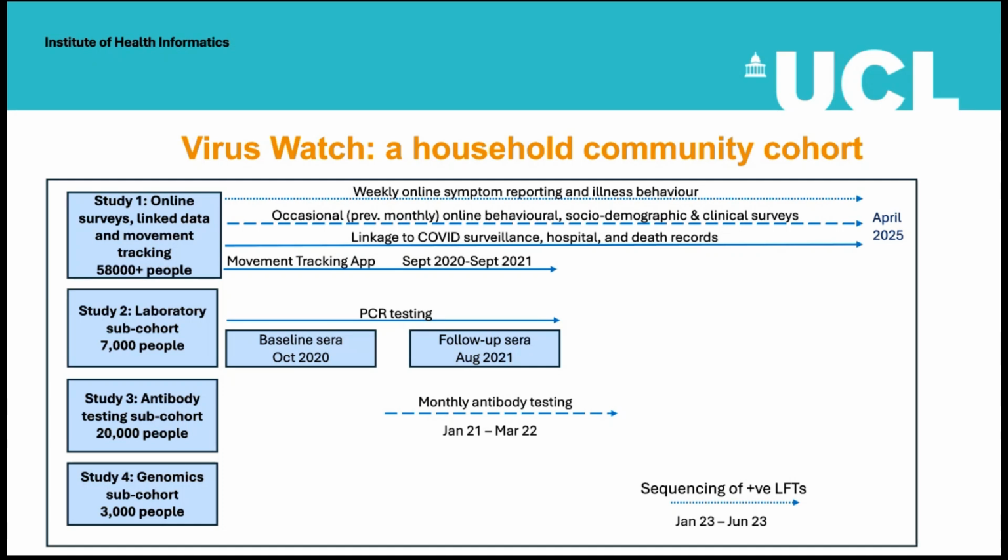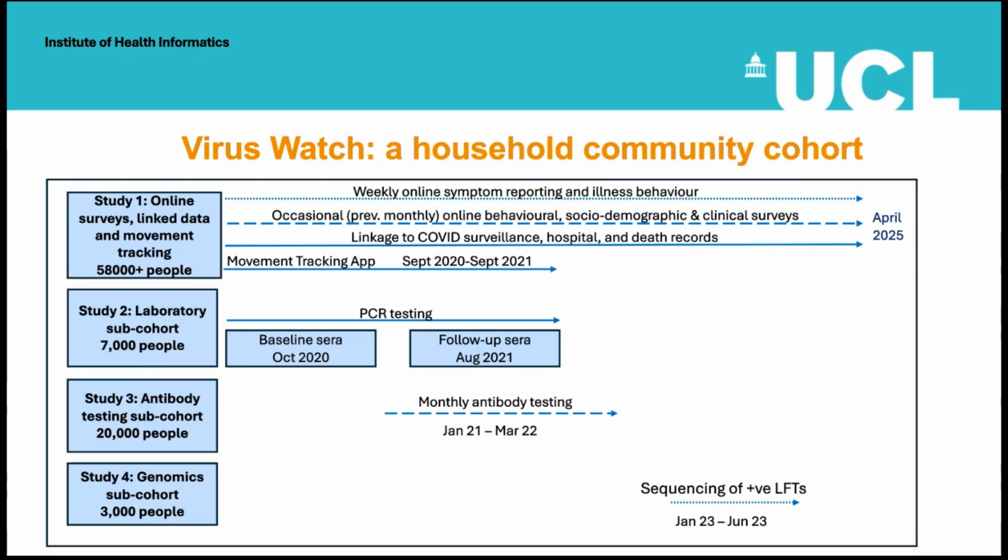So our core cohort, known as Study 1 up there, consists of 58,000 individuals from 26,000 households who completed weekly surveys online, with occasional surveys being sent out, and who we also linked to COVID surveillance, hospital, and mortality record data for the period 2020 to April 2025, so just this month. A small part of this group also contributed to our GPS movement tracking study, which comes with many challenges, but also a wide range of opportunities, which we're very grateful for.